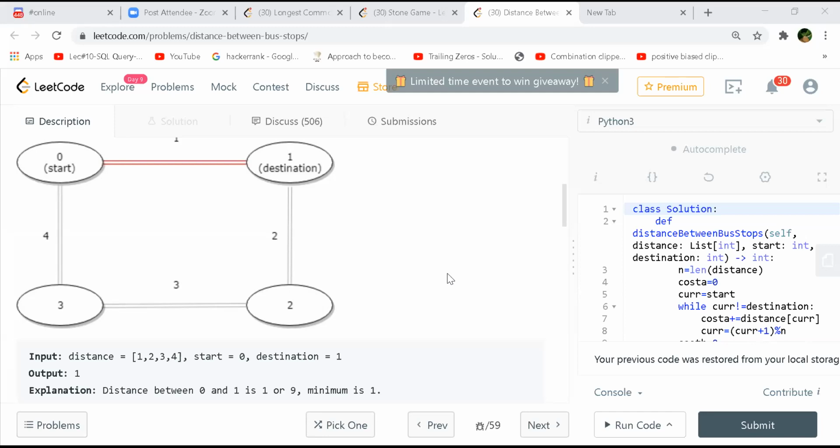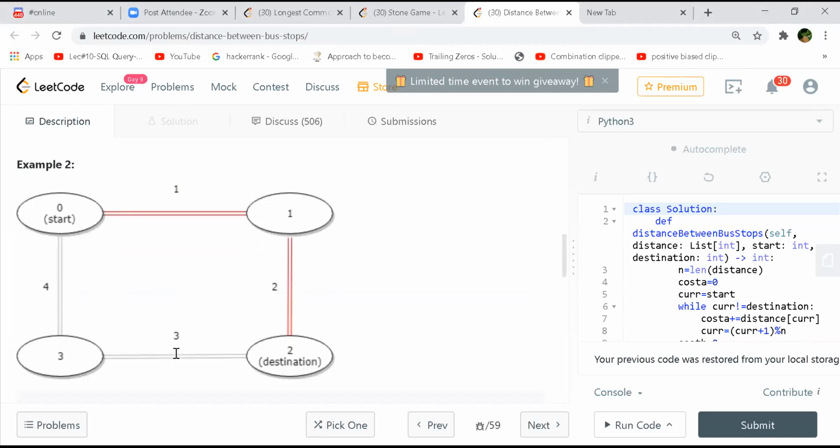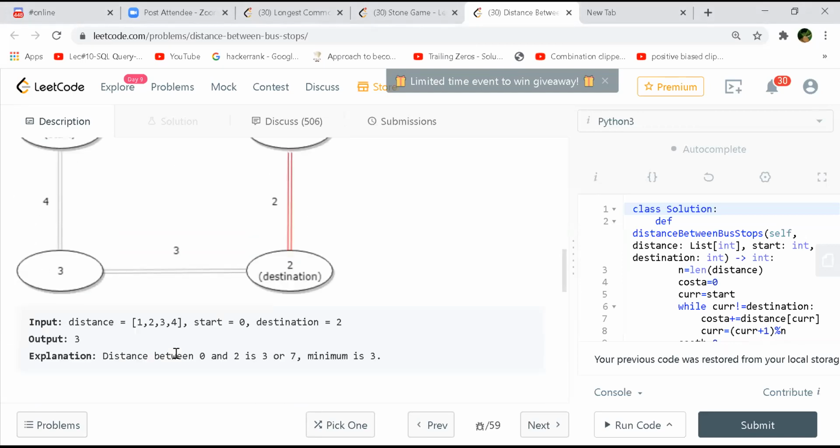Right. So is this distance vector always like 1, 2, 3, 4 in sorted fashion? It need not be always. Here it will change. There is an example where they are taking 1, 2, 3, 4 as the array, and start and end is 0 to 2, 0 to 3.